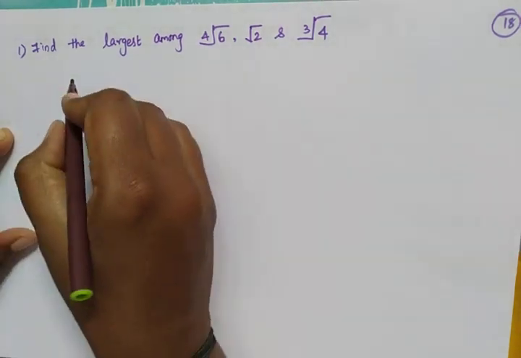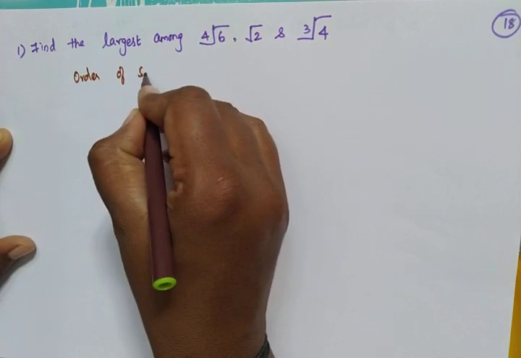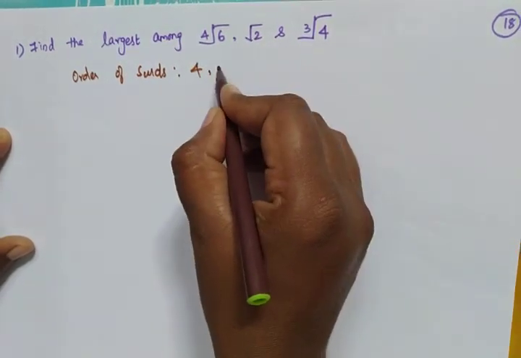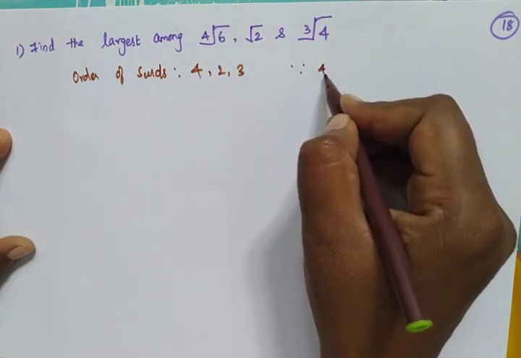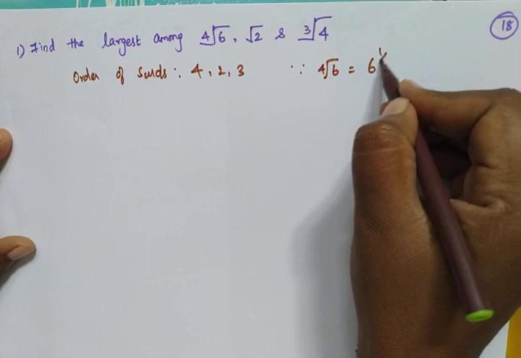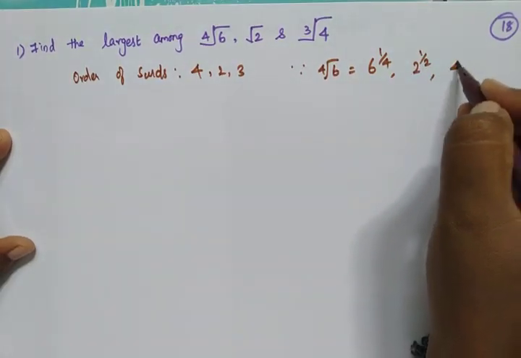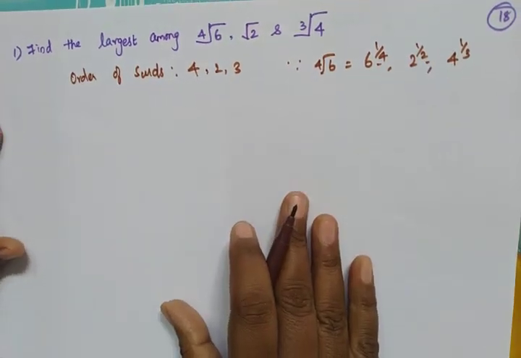Now what we have to do is find the order of these surds. What is the order of a surd? In the previous class I said, here the order is 4, here the order is 2 and here the order is 3, because we know that 4th root of 6 can be written as 6 power 1 by 4. In the same way it is 2 power 1 by 2 and here it is 4 power 1 by 3. And these 4, 2, 3 are said to be the orders. But these are not equal.